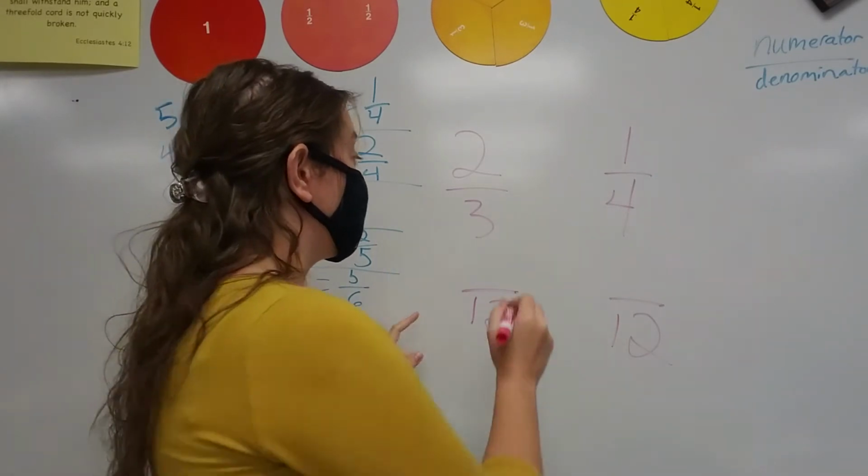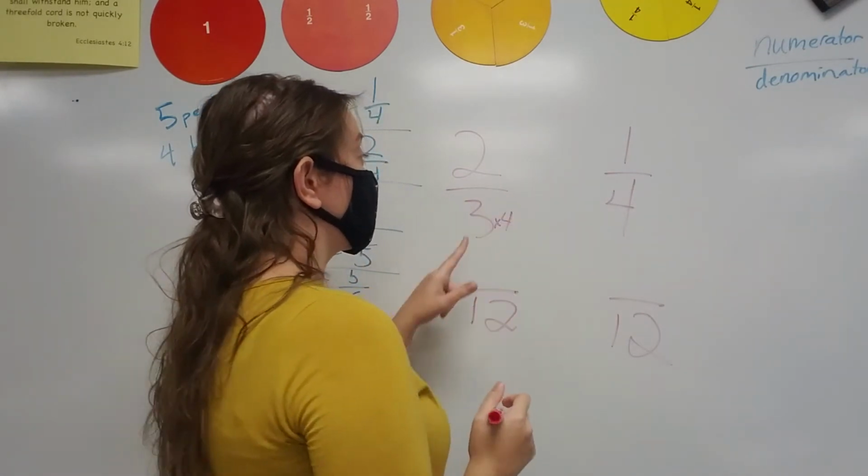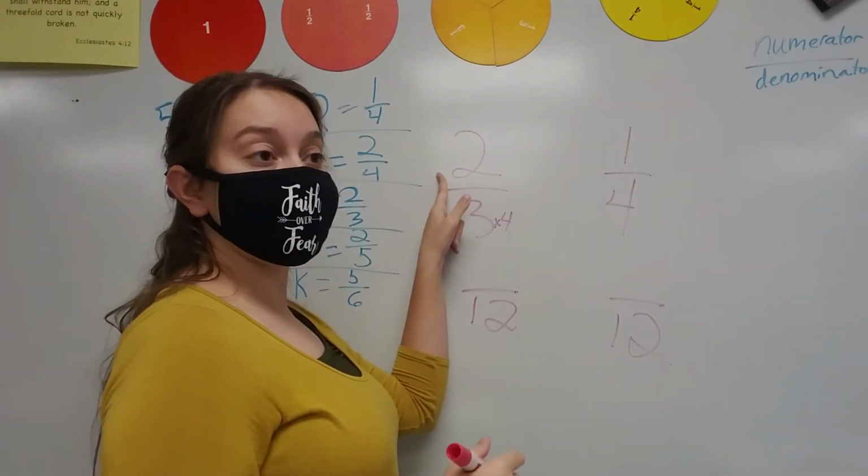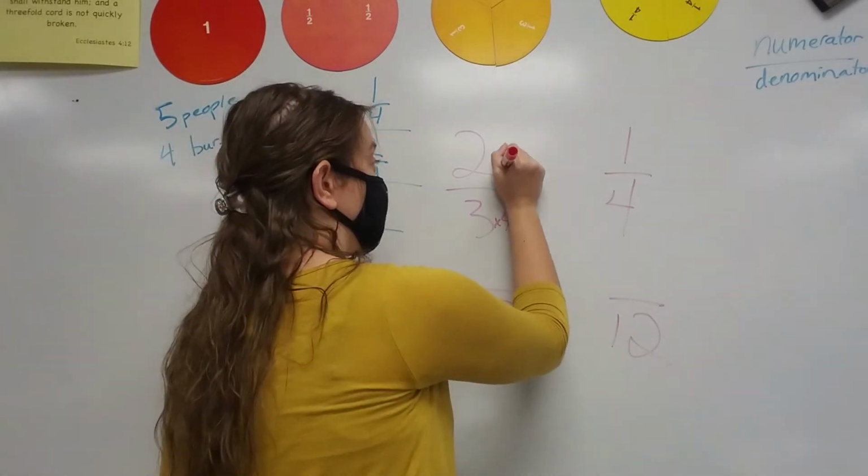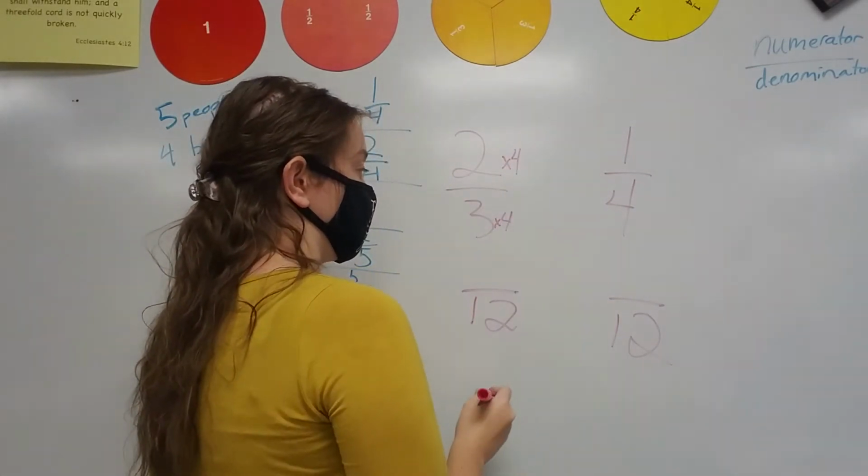So what did I do to go from 3 to 12? Multiply by 4, right? I multiplied this by 4. So what do I need to do to my 2? Multiply it by 4. What is 2 times 4? 8.